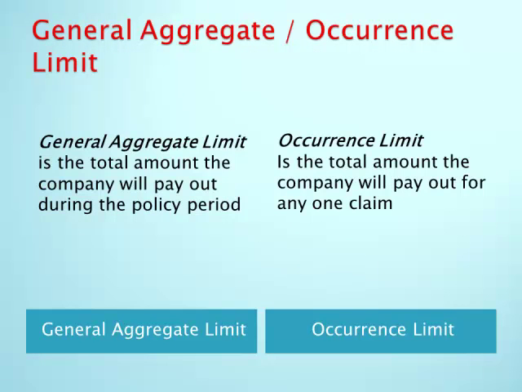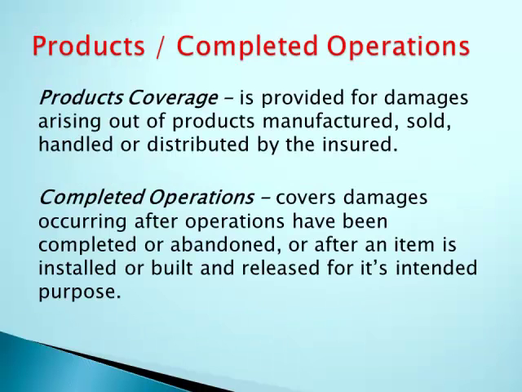The general aggregate versus occurrence limit. Your general aggregate limit is a total amount the company will pay out during the policy period, where the occurrence limit is a total amount the company will pay out for any one individual claim during that same policy period.